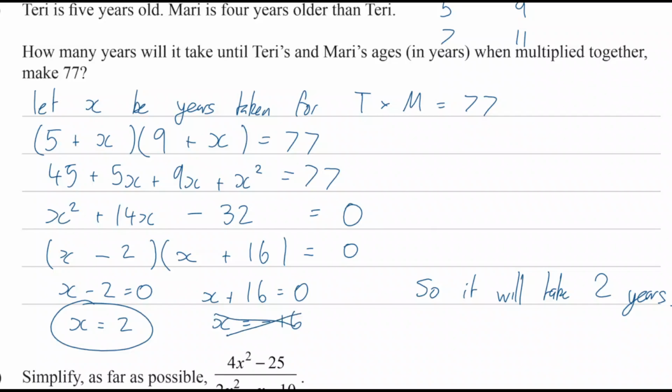And it's very important you make a conclusion, especially if we're ignoring this negative solution. I mean, it seems pretty obvious, but someone could be reading your work and be thinking, oh yeah, negative 16 years, that makes sense. So do just write that final comment saying it will be 2 years.